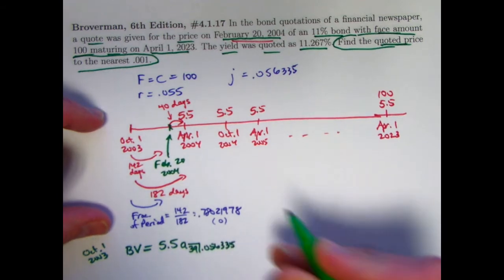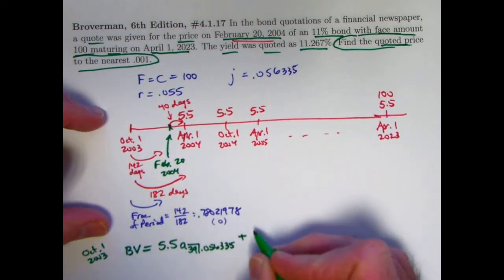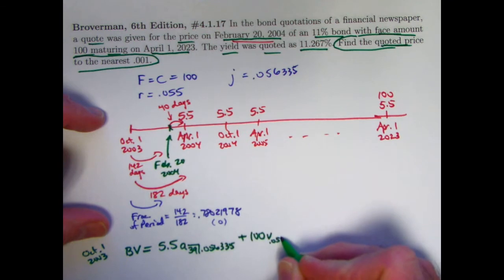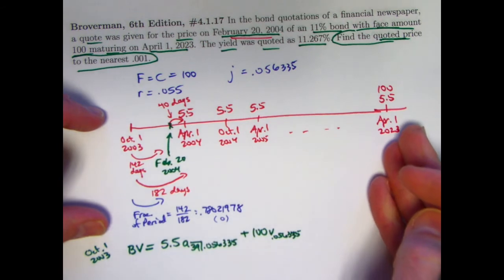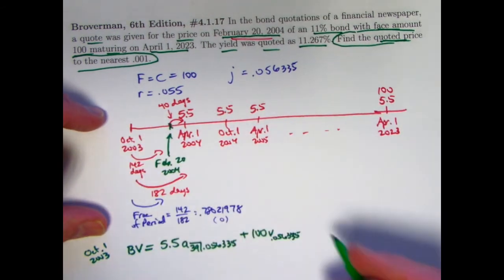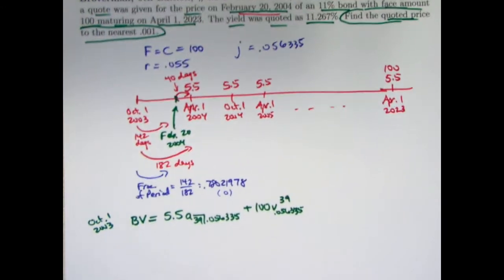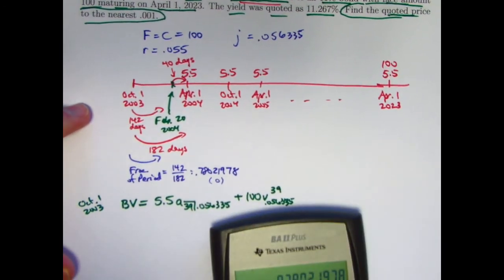0.056335. Add on the present value of the redemption amount, 100, V sub 0.056335 to what power would it be? Going back 38 periods would bring you to April 1st, so go back 39 periods to get back to October 1st. Raise this to the 39th power. So let's go ahead and calculate that.